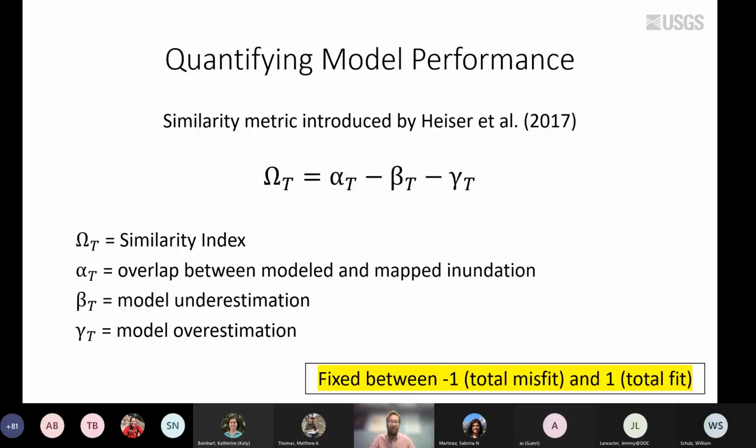So an example of -1 would be if the model, ProDF, predicts that there is no flow. There's no modeled flow. That means that it's been completely underestimated. So we have a beta value of 1 and an omega value of -1. Or you have a situation where there is modeled flow, but it is completely separate from what was mapped in the field. And then you get a gamma value of 1 and an omega value of -1. +1, on the other hand, represents, like I said, a perfect fit between the modeled and the mapped deposits.